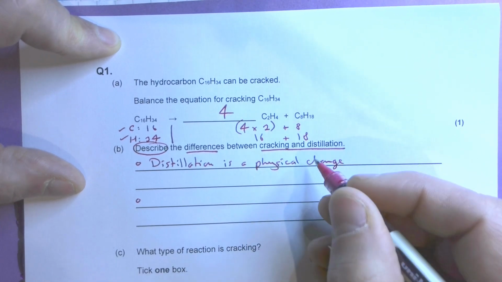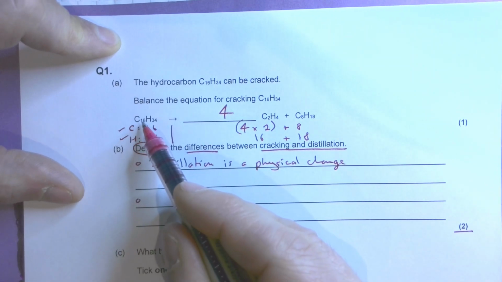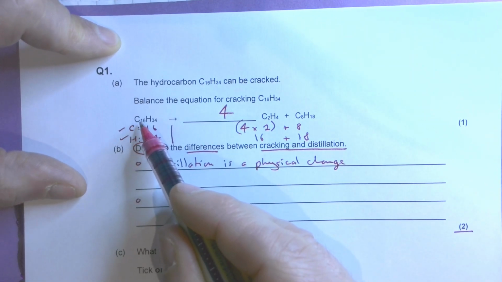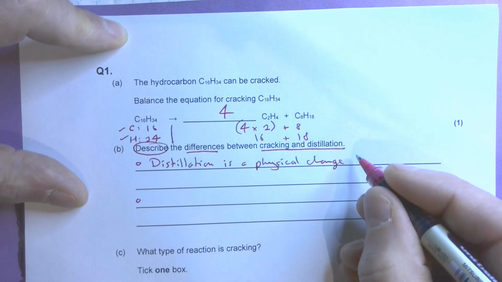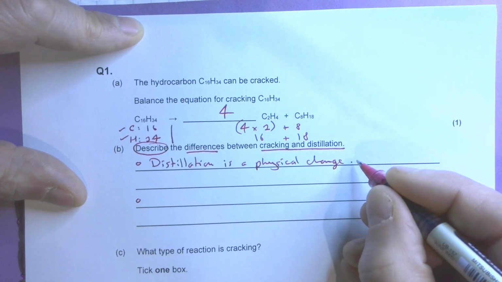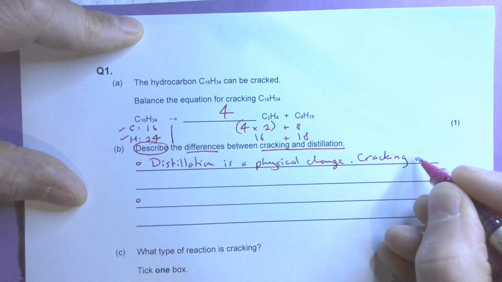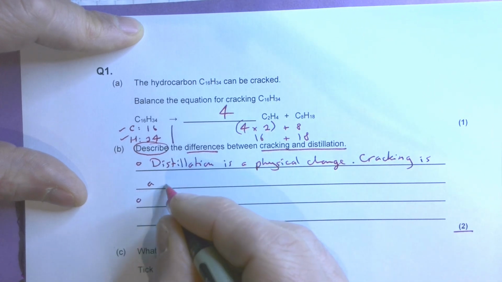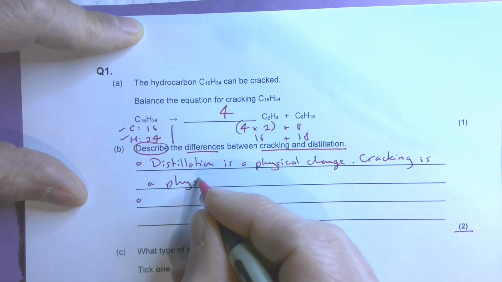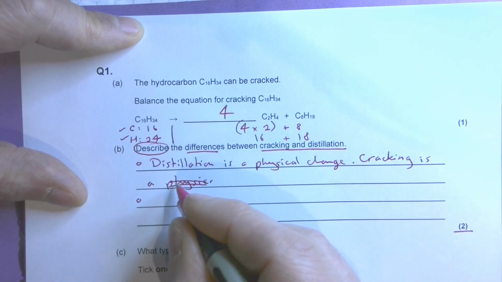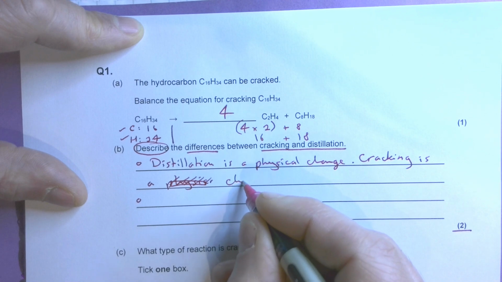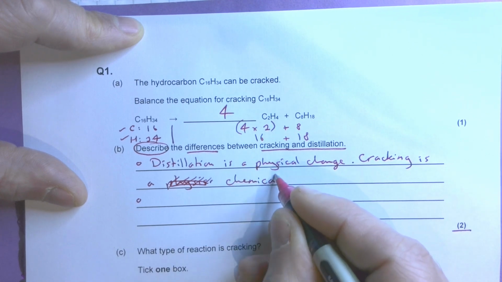Whereas cracking, you take a molecule here and you break it up. So cracking is a physical change. Oops, sorry. Is a chemical change, sorry. Or a chemical reaction.